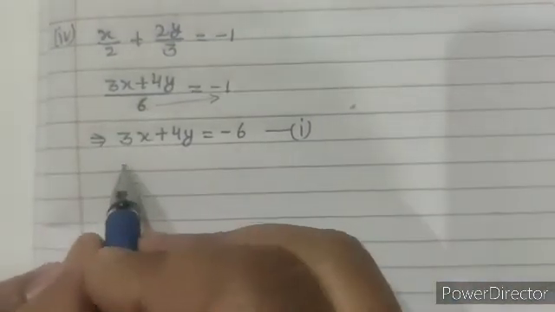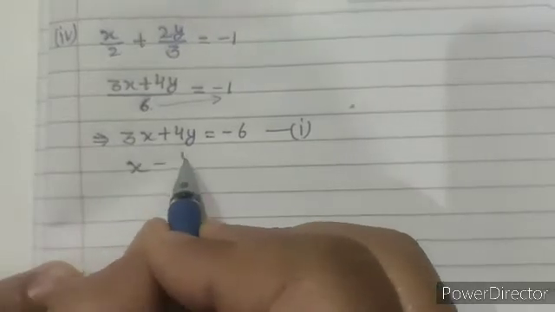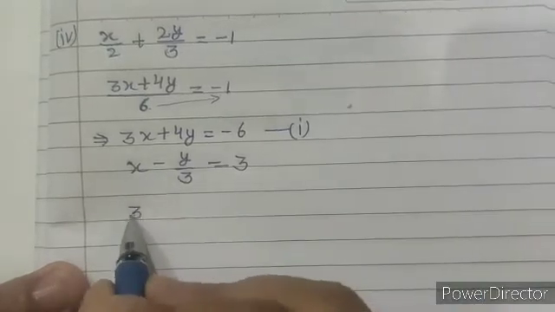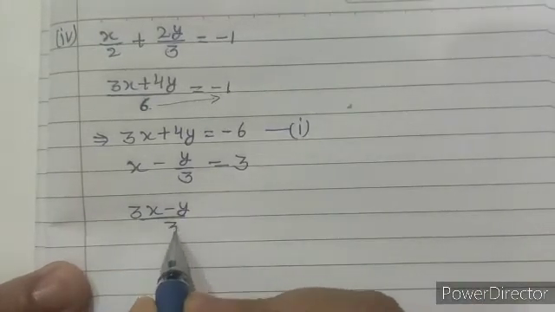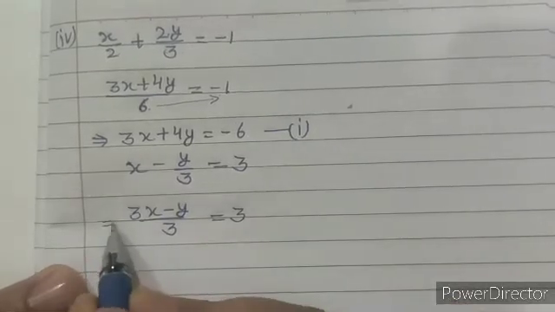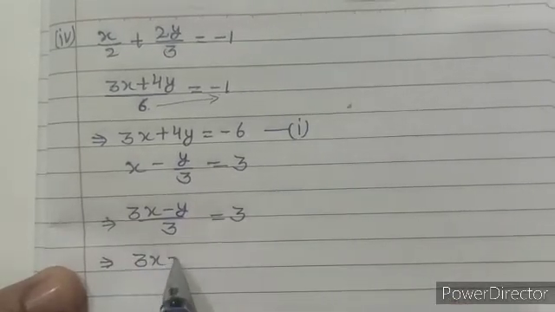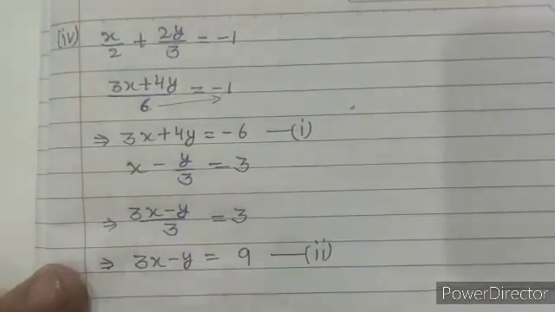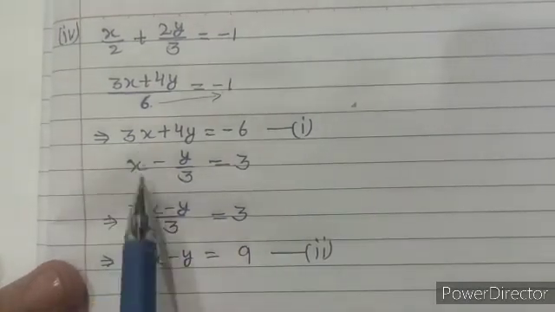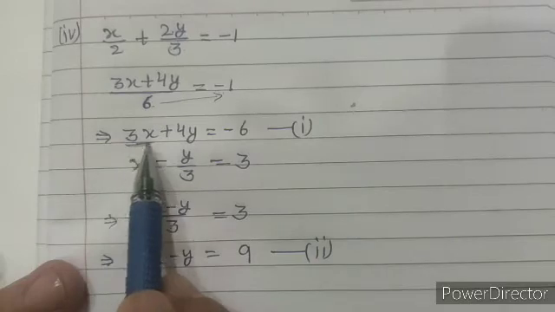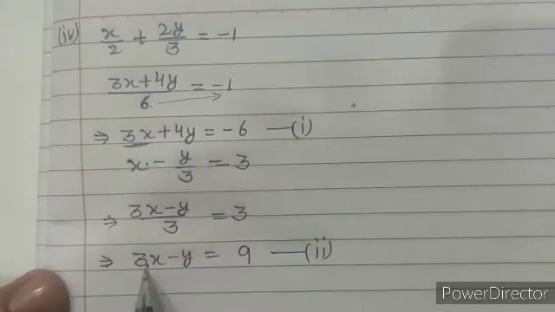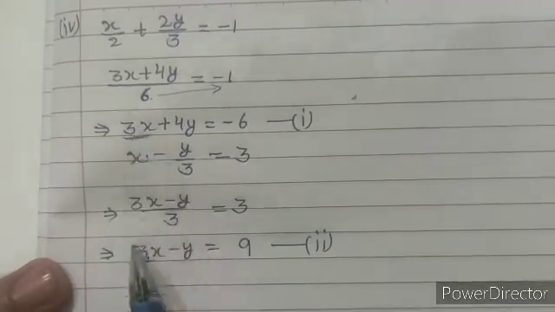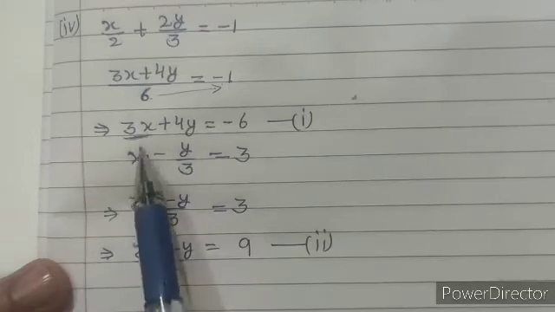And second equation is given to us as x minus y upon 3 equal to 3. Here also we will take the LCM, and this will give us 3x minus y upon 3 equal to 3, or we can say this will be equal to 3x minus y equal to 9. Now as we see here the coefficient of x is already equal. In equation first the coefficient of x is 3, and in equation second the coefficient of x is 3. So we can easily eliminate the value of x here by subtracting these two equations.